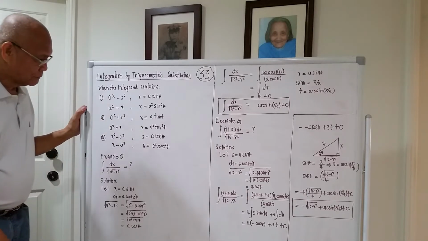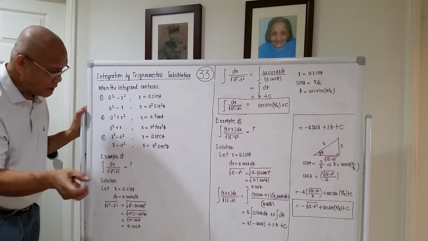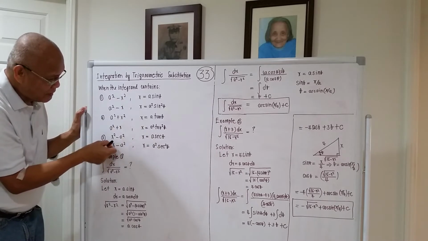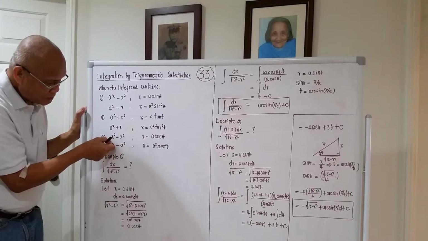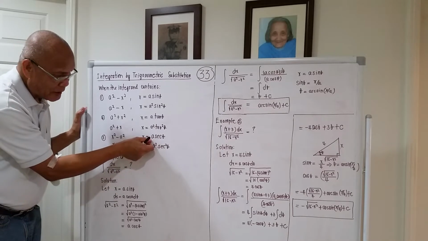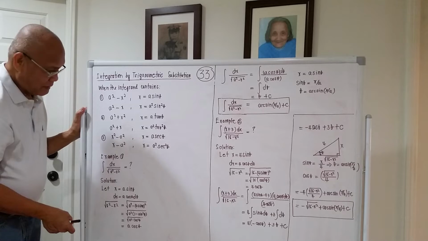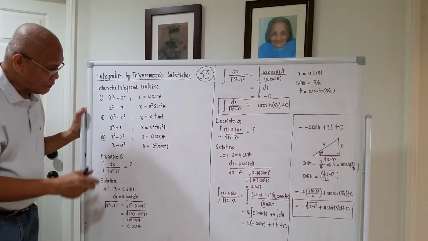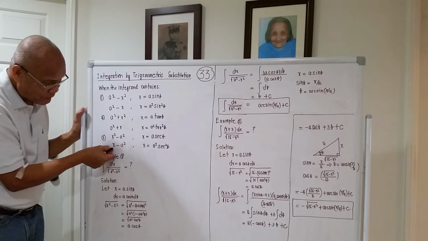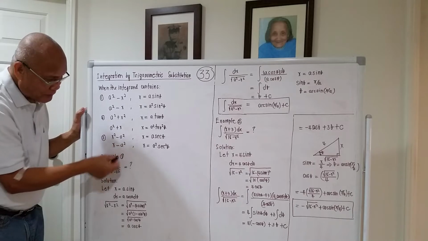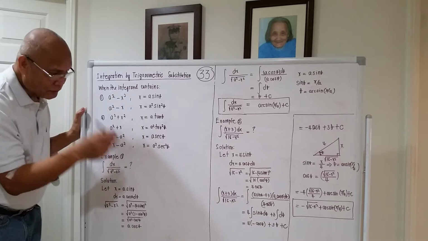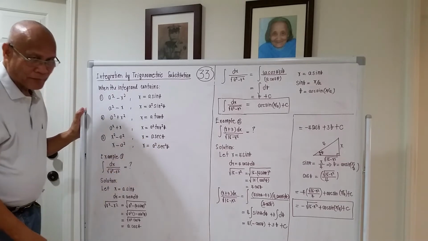Variation number 3. If the given integrand contains x square minus a square, it is the reverse of this. X was ahead. X square minus a square, the required trigonometric substitution should be x equal to a secant of theta. If the given integrand contains only x for the first term, only x minus a square, the required trigonometric substitution should be x equal to a square secant square of theta.